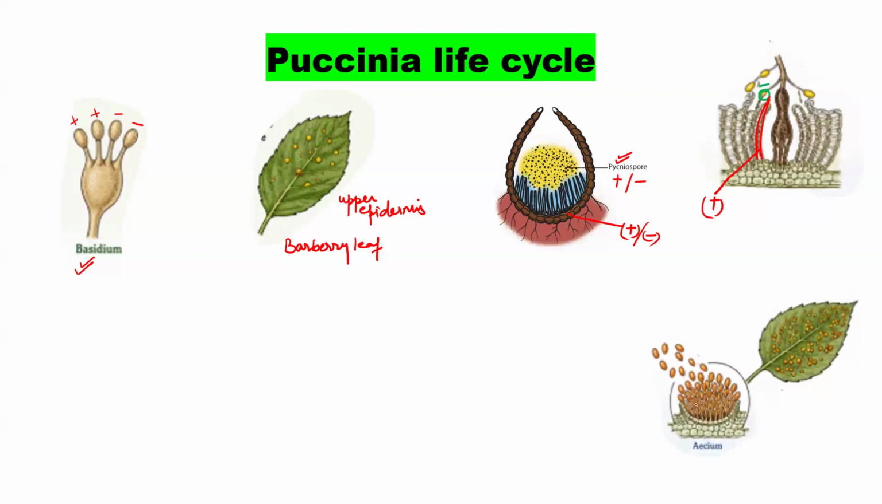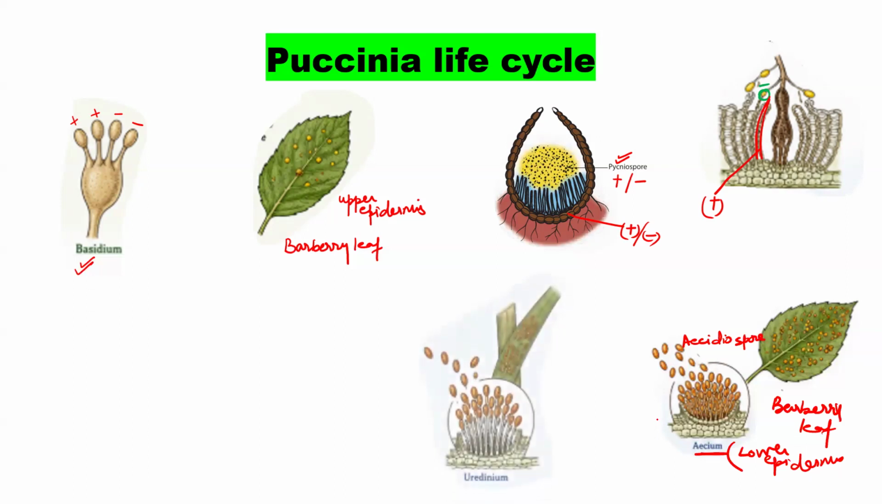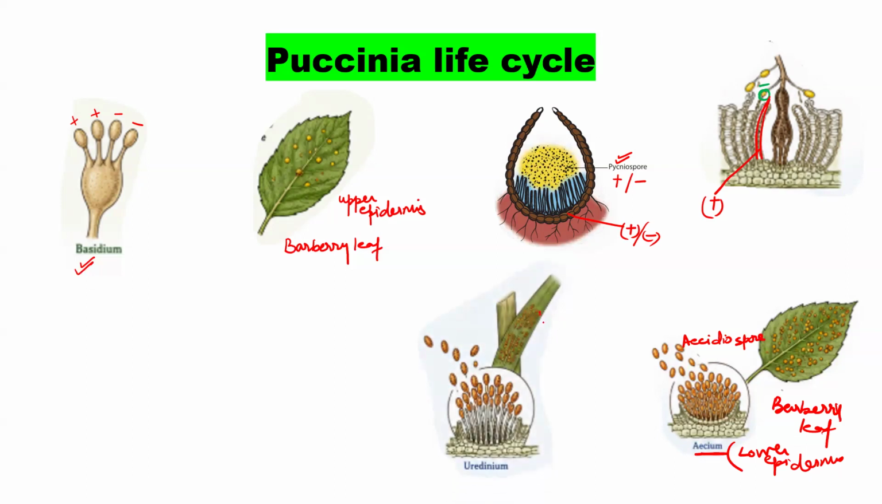And this is the diagram from the lower epidermis. This is again the barberry leaf, on the lower epidermis. Please focus, this is a diagram of the lower epidermis. It is not upper, please, okay? On the lower epidermis, it will make a cup that is known as aecia, and it will produce aeciospores, or you can write aecidiospores, on the lower epidermis. Now these aeciospores are infecting the wheat plant.